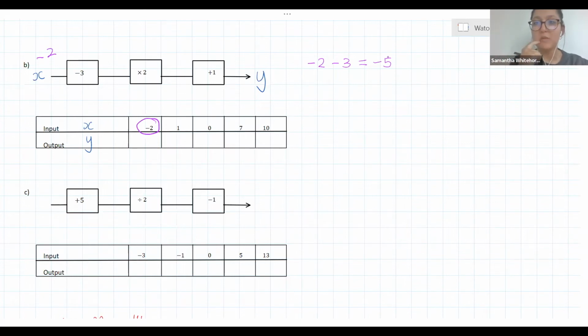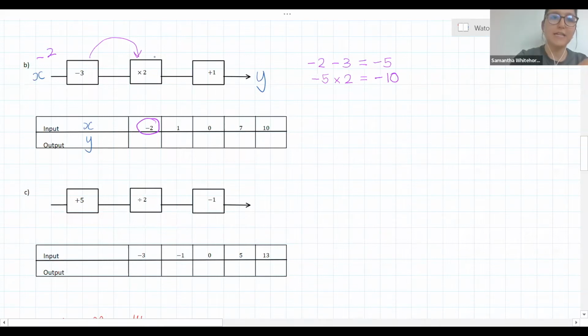That's unfortunate, but I'm fine with you using a calculator here. Okay, so now we've got our -5. We now need to take that answer and times it by 2. So we need to take -5 and times it by a +2. Now we know a negative times a positive is a negative, and 5 times 2 is 10. So we get a -10.